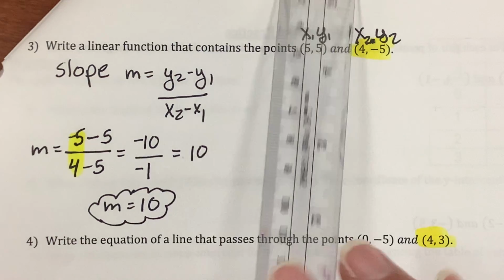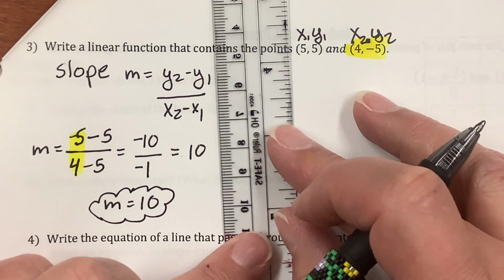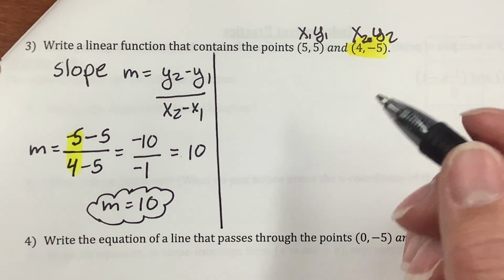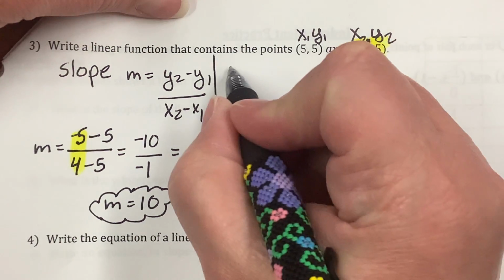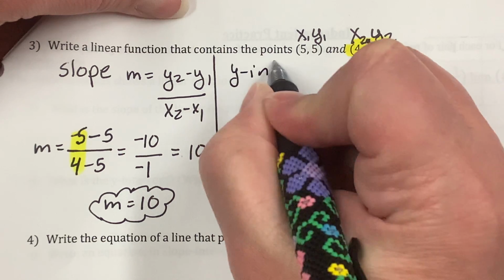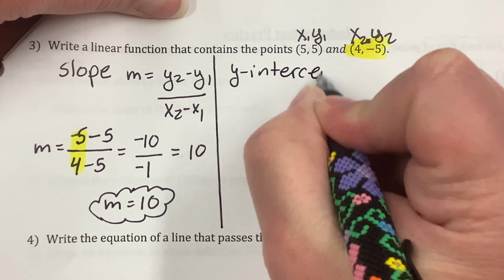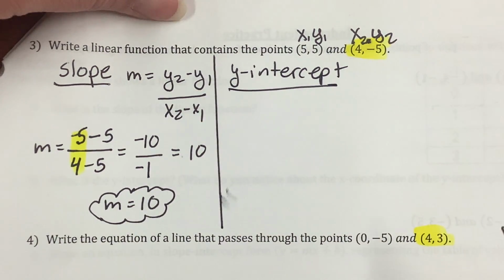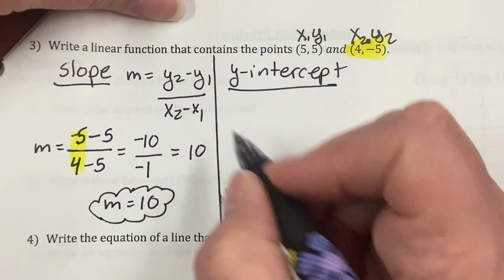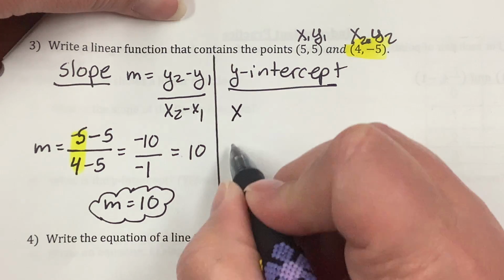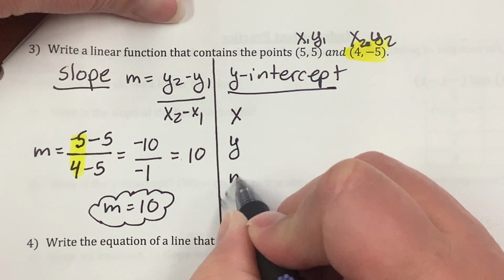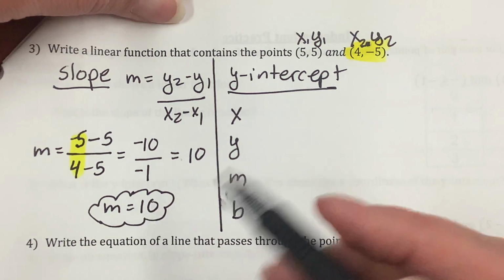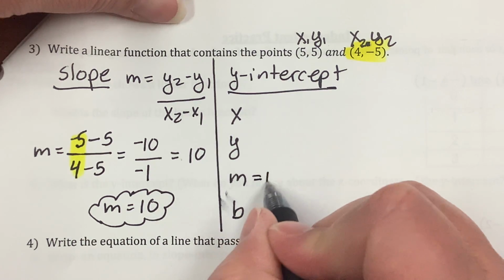Now I'm going to use my ruler to just separate out my work. So I did the slope first. Now I'm going to find the y-intercept. So I need the slope, I have the y-intercept. What do you need for y-intercept? Well, if you look back in your notes, you need an x and a y and an m and a b. M is easy, it's right here. M is 10. So m equals 10.